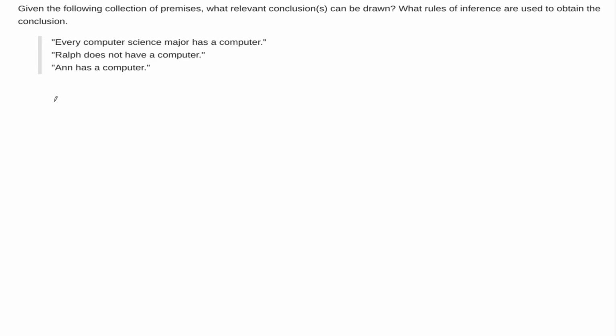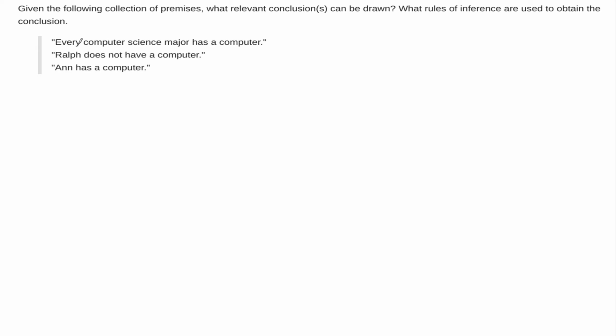In this example, we are given a list of 3 premises or statements, and we want to try to draw any conclusions possible and state which rules of inference we use to obtain those conclusions. So let's start by unpacking the first statement here.